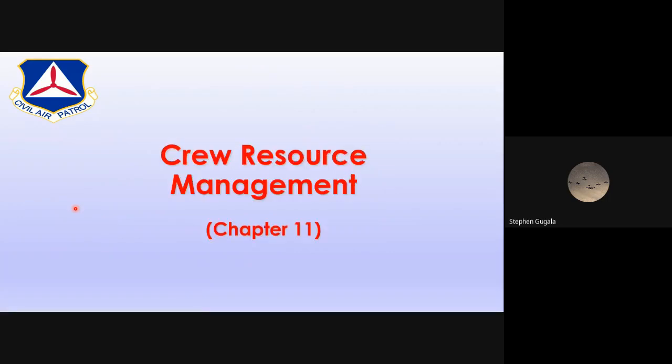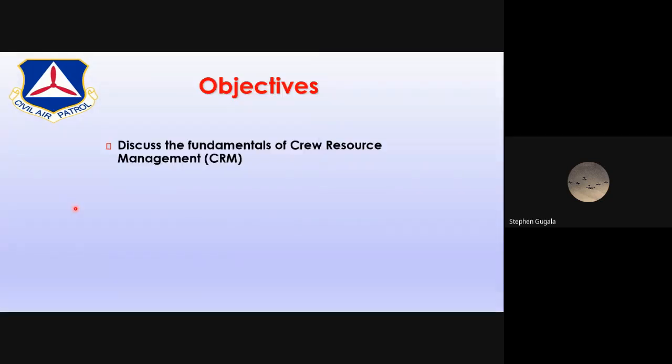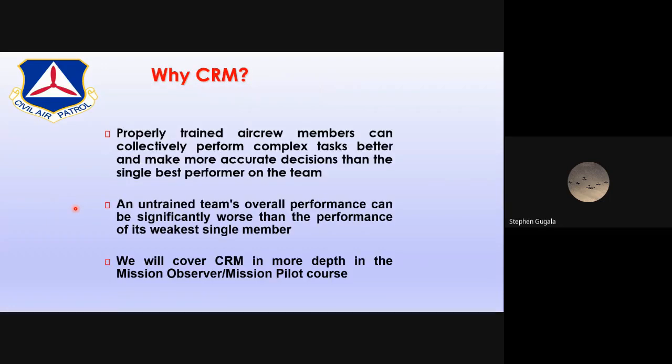The last thing I'm going to touch on here before we let Lieutenant Cittadino get in the game is crew resource management. Crew resource management is a concept that was developed in the airlines. The military has picked it up. It's transferred down to corporate flying and operations where you are using a crew. Basically, it's division of labor.